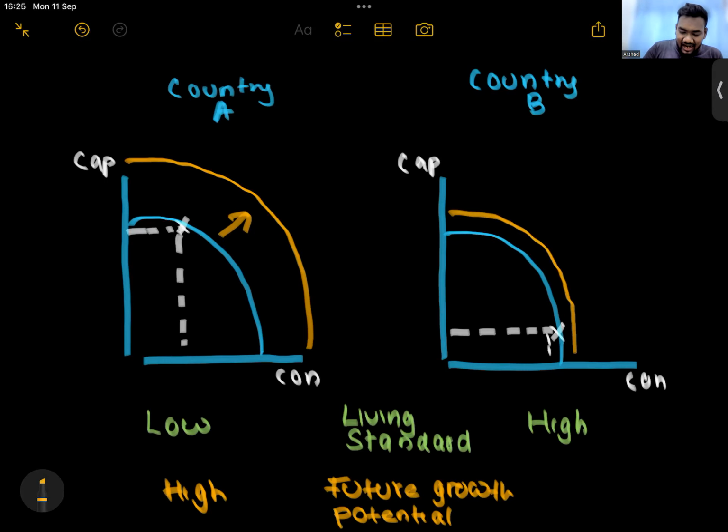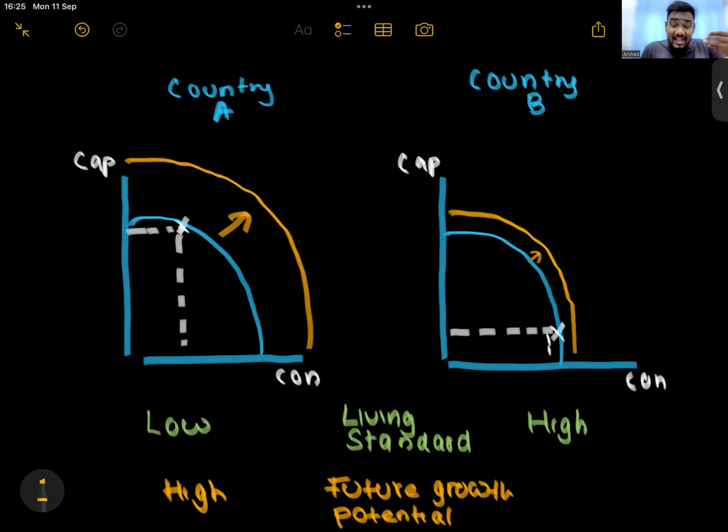Can you see how I shifted the PPC for A and B? For country A, I shifted the PPC a lot because they're going to grow a lot. But country B, I shifted the PPC very little. Is that part clear, guys? That is about current consumption and future economic growth.